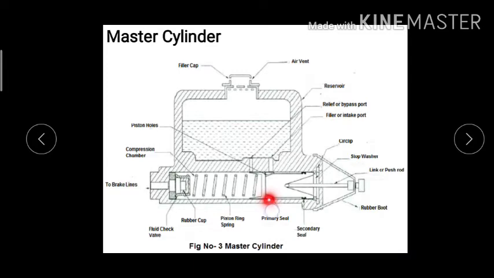See, here it will be there like this. There are some piston holes. The piston is prevented from coming out using the stop washer and the push rod, or we can say circlip.